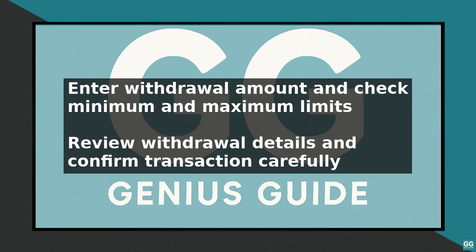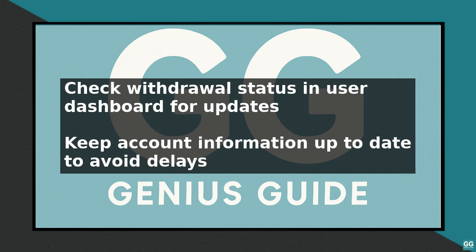It is worth noting that eToro has a withdrawal processing time, which can range from a few hours to several days. This depends on the payment method and the workload of the eToro team. You can check the status of your withdrawal in the User Dashboard, where you will find a list of all your transactions. To avoid any delays or issues with your withdrawal, make sure to keep your account information up to date and comply with eToro's terms and conditions.